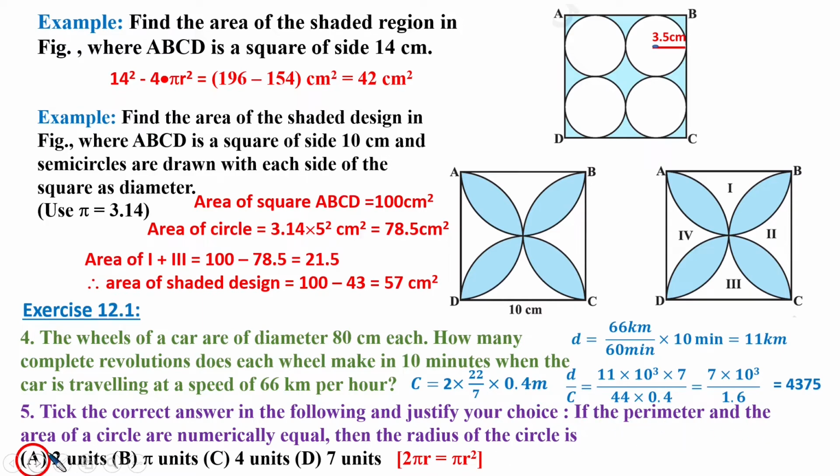If the perimeter and the area of a circle are numerically equal, that is, the circumference 2 pi r is equal to pi r square. Here I have written 2 pi r is equal to pi r square. Both are the same. Then the radius of the circle is, here pi and pi get cancelled, and r and one r get cancelled. So r is equal to 2. So it is 2 units.